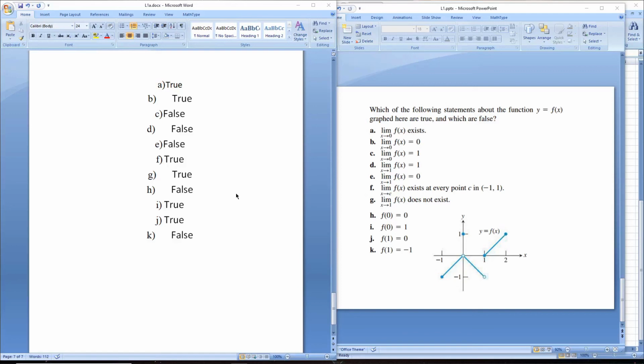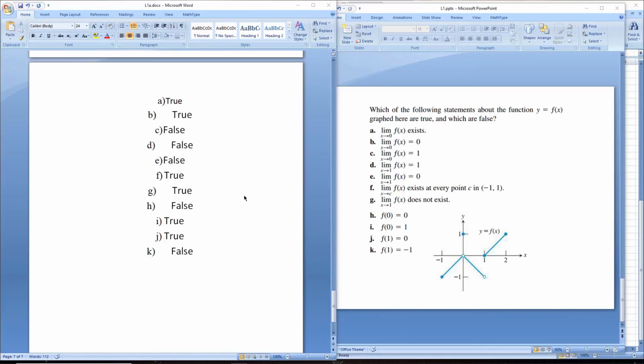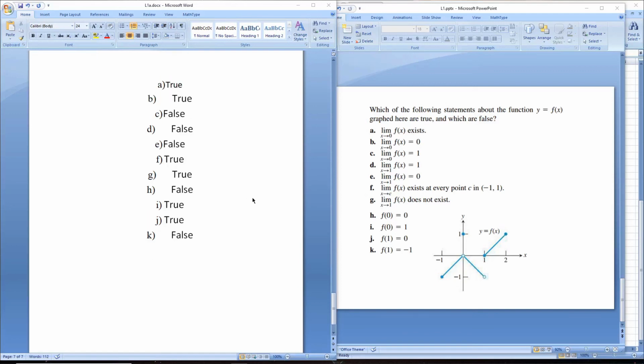So this concludes then our first lecture for section 2.2. And 2.2 is rather long, so I am breaking it up into 2 parts. So this will be 2.2 part A, and then the next lecture video will be on 2.2 part B.